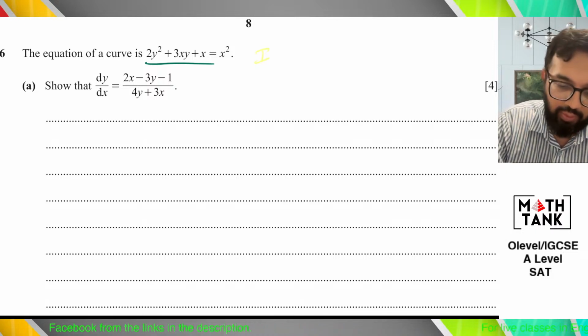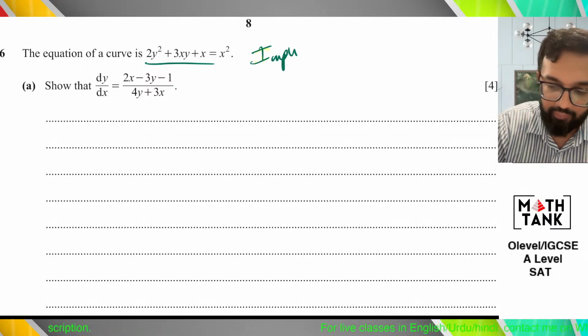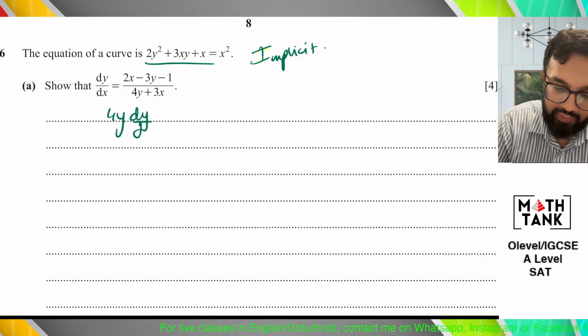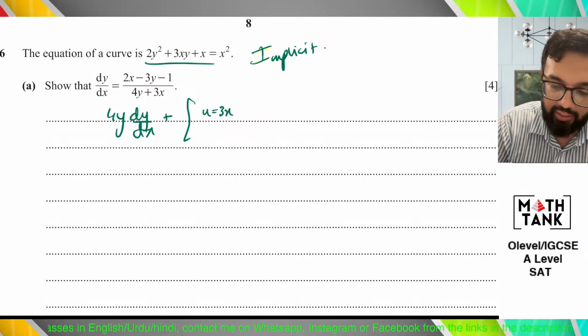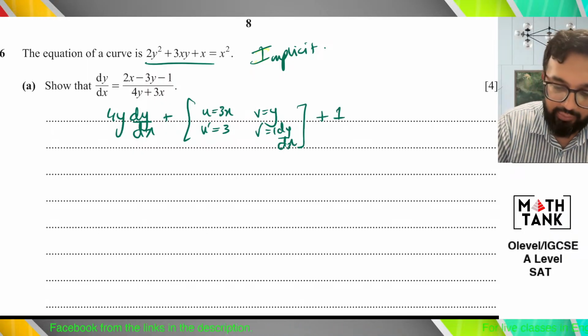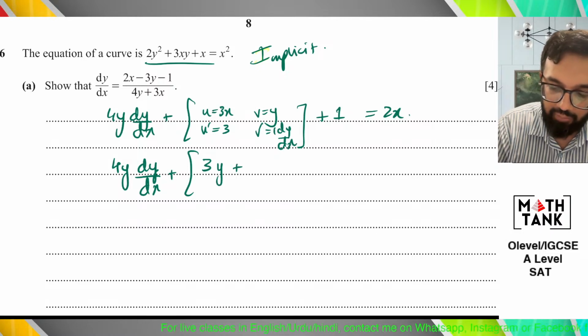Let's start solving this quickly. So 4y dy by dx. Then the product rule will apply here. u equals 3x, v equals y, u dash is 3, v dash is 1 dy by dx plus 1 equals 2x. So 4y dy by dx, u dash v plus v dash u.